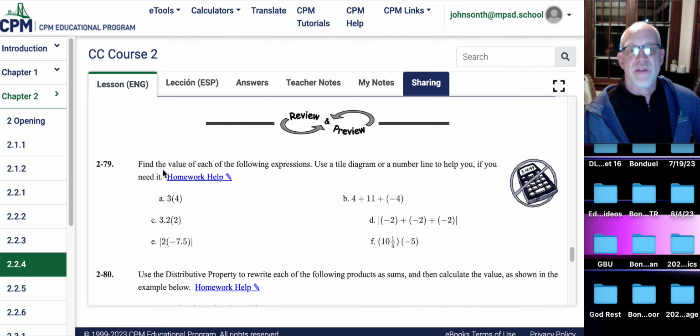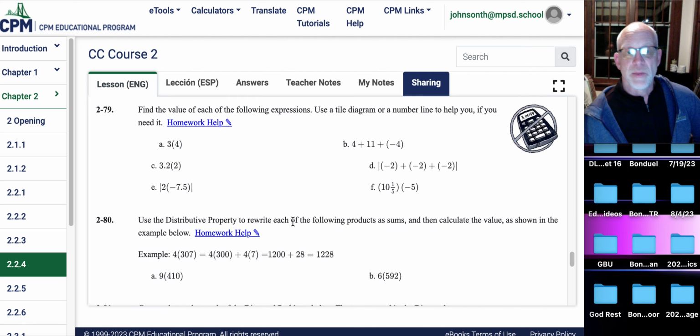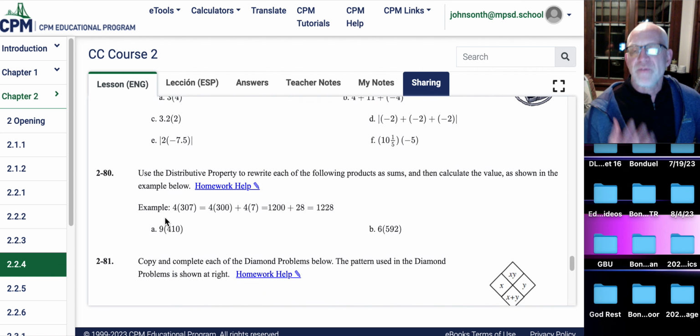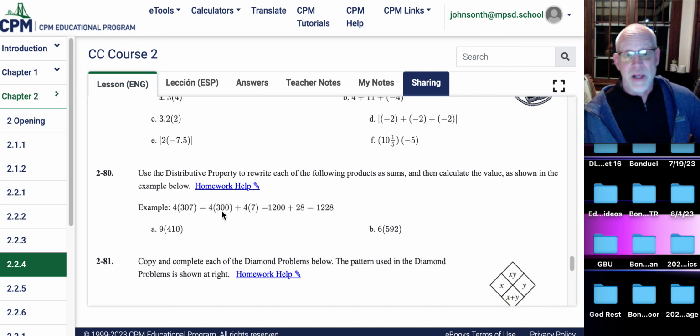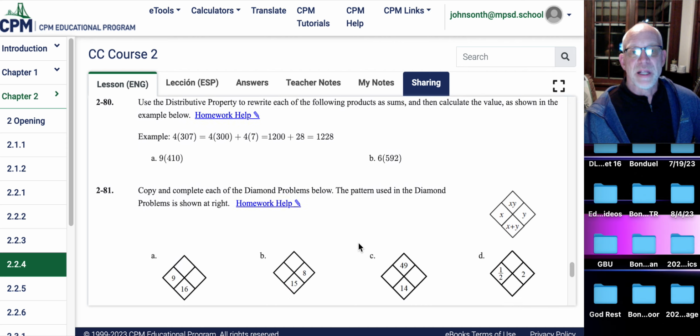Beautiful. This one says find the value of each following expressions. Use a tile diagram or a number line to help you if you need it. Or you can go to your homework help. And then in 280, use the distributive property to rewrite each of the following products of the sums and then calculate. So they said 4 times 307 is the same as 4 times 300 plus 4 times 7, or 1200 plus 28, or 1228. So they wanted to see if you could do the same thing with 9 times 410 and 6 times 592. If you got through that one, copy and complete each of the diamond puzzles.